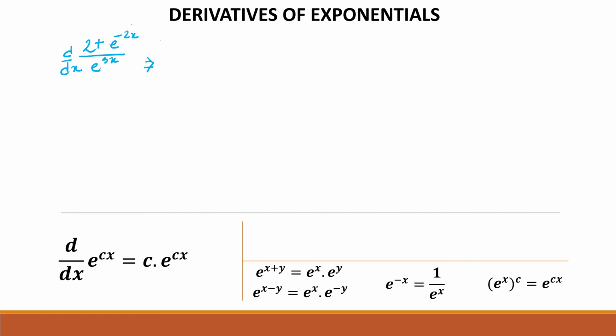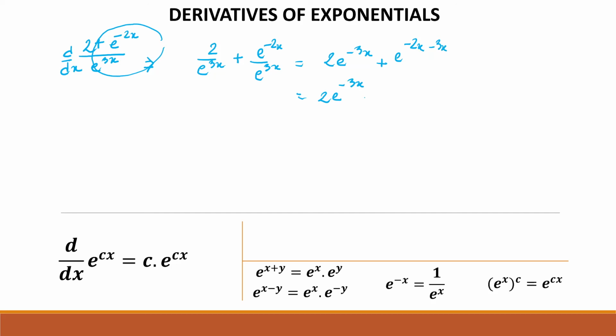So for this whole term, you can simplify this as 2 by e to the power 3x plus e to the power minus 2x by e to the power 3x, right? So this would be equal to 2 times e to the power minus 3x plus e to the power minus 2x minus 3x. So this is simply 2 e to the power minus 3x plus e to the power minus 5x. Now you can just simply find the derivative of this whole term, and it will be a lot easier.